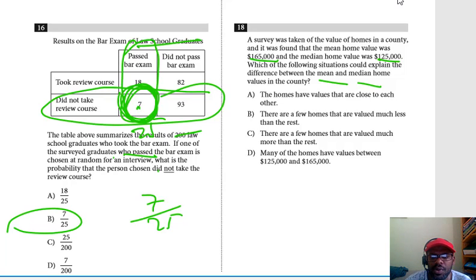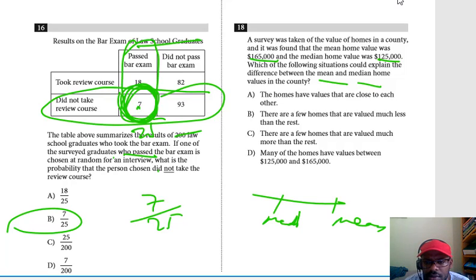The homes have values that are close to each other. Wait, first, as you can see, the median is here and the mean is here. The mean is greater than the median, which means if there are outliers, data which are away from the mean, they pull the mean either higher or lower. So based on this, since the mean is larger, there are data which are outliers, which are away from the given data.